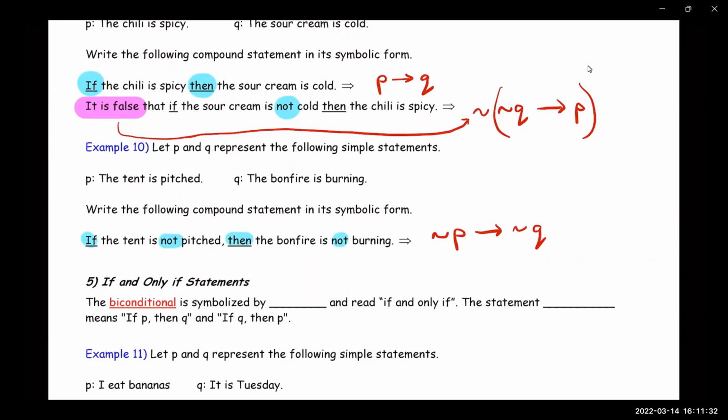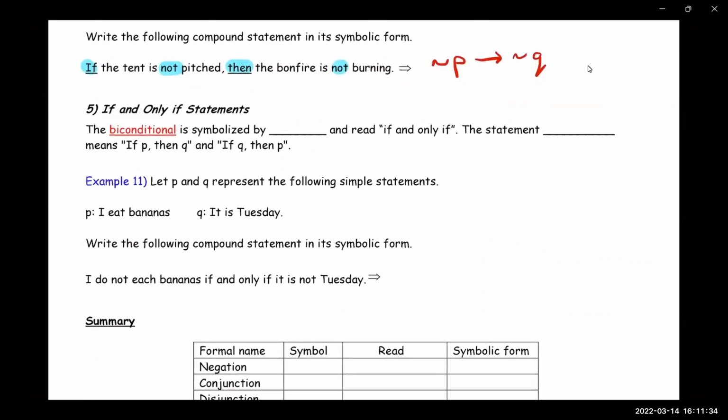All right, let's look at the next one. It says if and only if. All right, this is the last one. If and only if is called a biconditional statement. And that's a two-sided arrow.